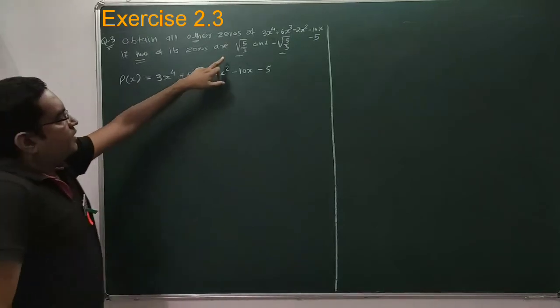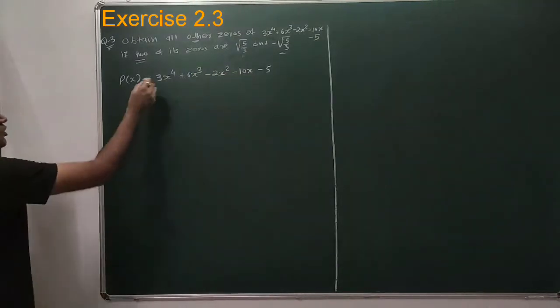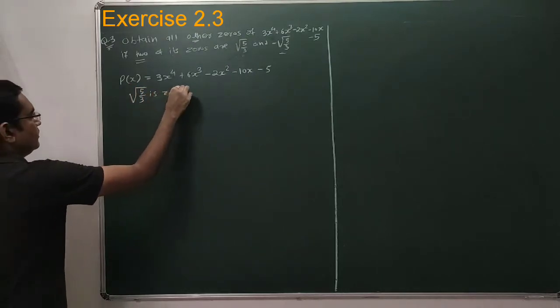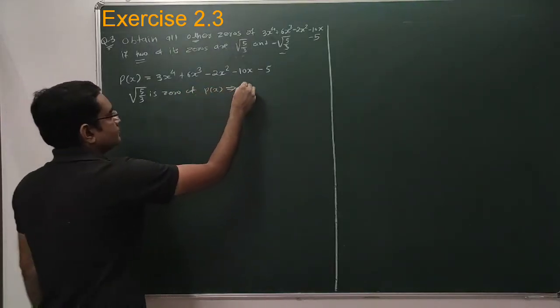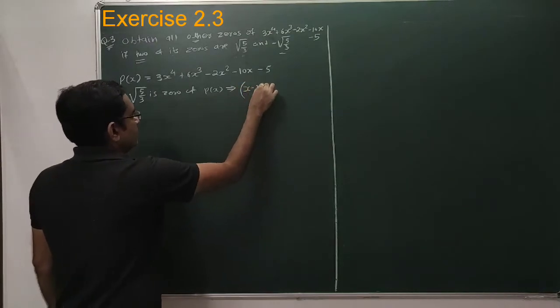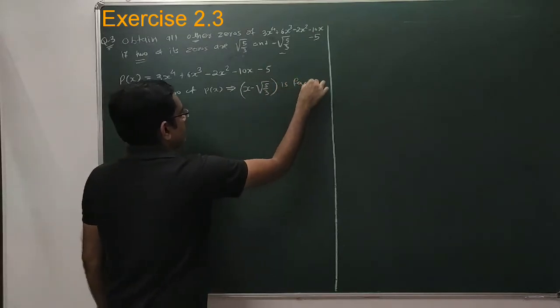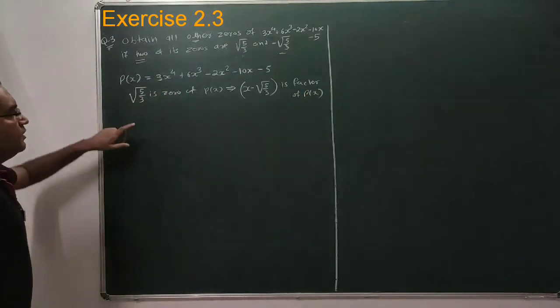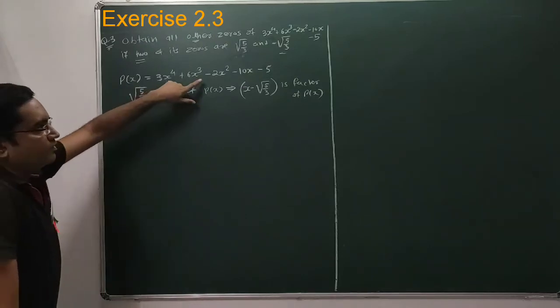For this polynomial, it is given that root 5 by 3 is the zero of this polynomial. So if root 5 by 3 is zero of polynomial p of x, which implies that x minus square root of 5 by 3 is a factor of given polynomial p of x. Done? This is the zero of the polynomial, means this is the solution of this equation equal to 0.